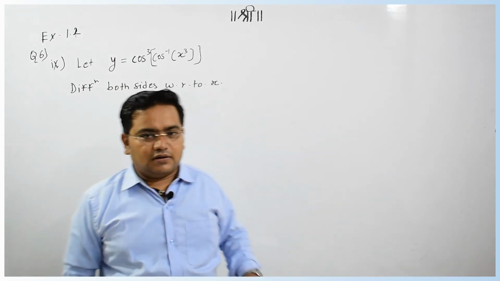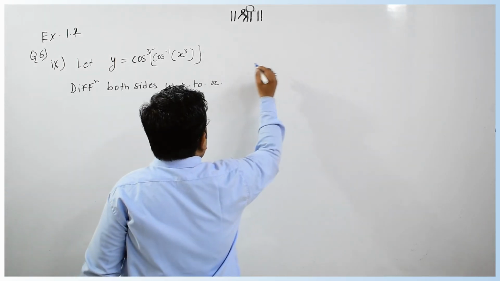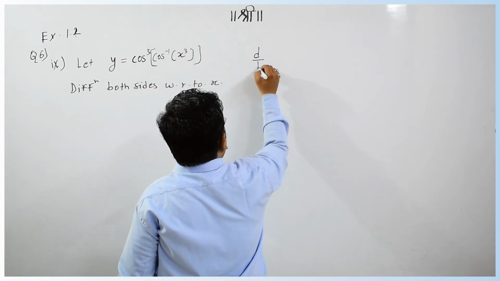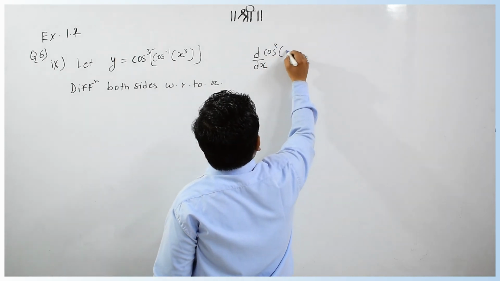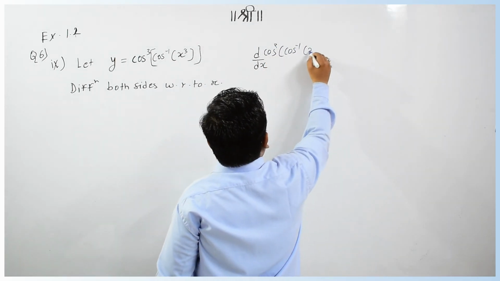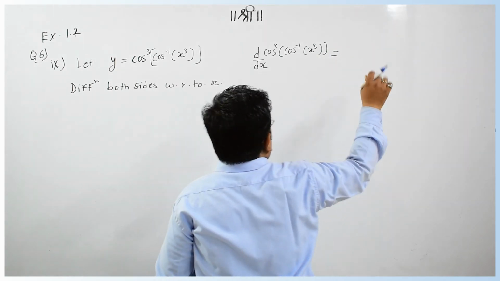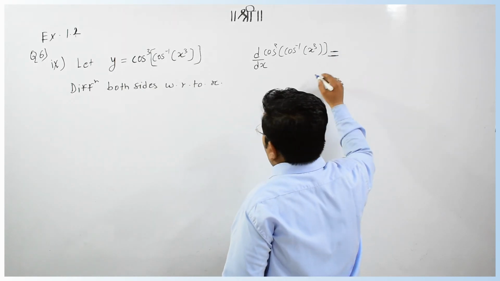Instead of that, I would like to suggest one interesting pattern. I do not know how many of you are doing this, but they are thinking like just differentiate dy upon dx of cos cube of cos inverse of x cube. They are doing this kind of thing. So let me perform this task and afterwards I will give you a shortcut.